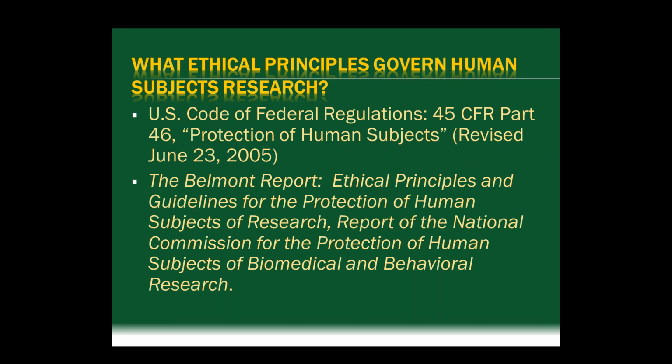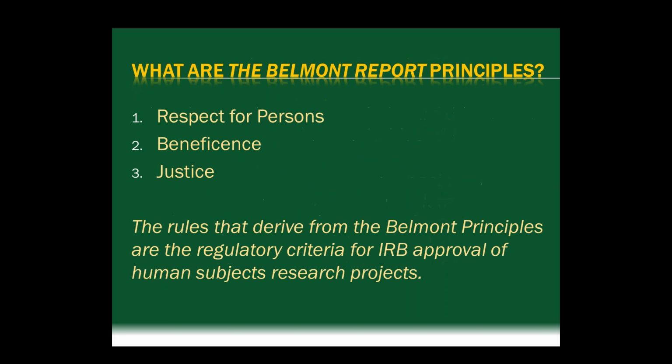The ethical principles that cover human subjects research include the U.S. Code of Federal Regulations 45 CFR Part 46 and the Belmont Report. The principles of the Belmont Report include respect for persons, beneficence, and justice. And the Belmont principles provide the regulatory criteria for IRB approval of human subjects research projects.